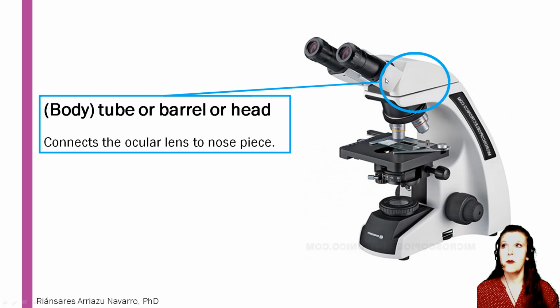Next, we are going to see the body, tube or barrel or head of our microscope. This structure connects the ocular lens to the nose piece. This is a very important piece of our microscope, it is where we are going to see the objectives. But we are going to talk about this later.